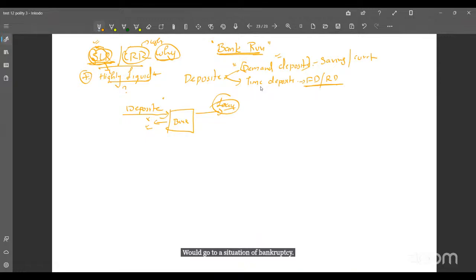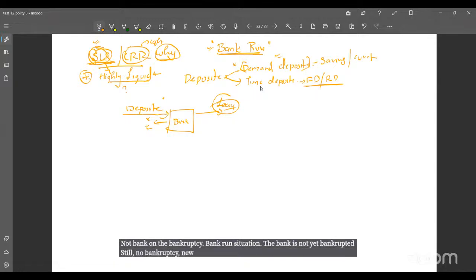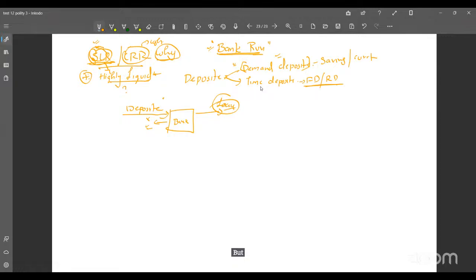ஒண்ணுமே நடக்கல, ஒரு ஏடிஎம்ல பணம் வராத காரணத்தினால என்ன ஆயிடுச்சு அப்படின்னு பாத்தீங்கன்னா பேங்க் வந்து பேங்க்ரப்சிக்கு போகக்கூடிய சூழ்நிலைக்கு தள்ளப்படலாம். இதைத்தான் நம்ம என்ன சொல்றோம், பேங்க் ரன் சிச்சுவேஷன் அப்படின்னு சொல்றோம். The bank is not yet bankrupted, still இன்னும் பேங்க்ரப்சிக்குள்ள போகல, இன்னும் பேங்க் வந்து திவால்லாம் ஆகல, லாஸ் எல்லாம் ஆகல. பட் ஆனா மக்கள் அப்படி நினைக்கிறதுக்கான வாய்ப்பு இருக்கு.